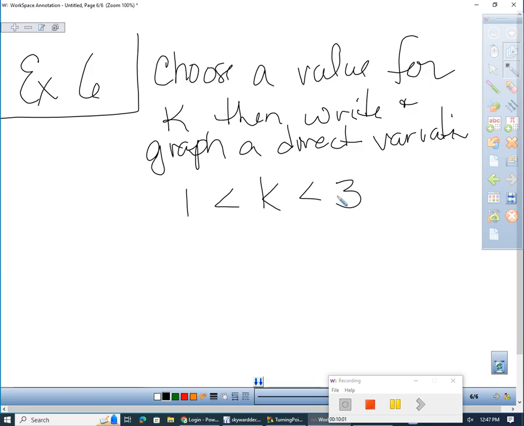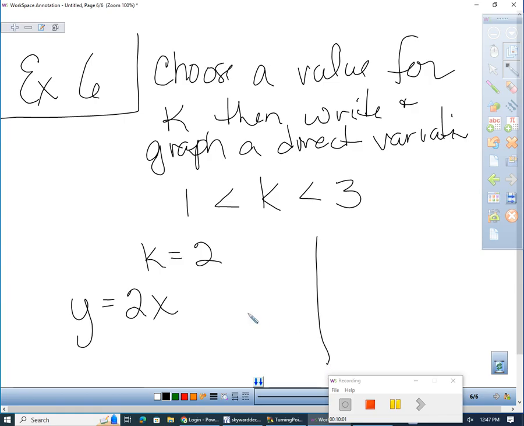So every one of us can have something different. We can do 1.5, you can do 1.9, you can do whatever you want. Anything you want, as long as it's between 1 and 3. Most of you said 2 because that seemed easy, right? So we say k equals 2. All right. So our direct variation equation would be y equals 2x.